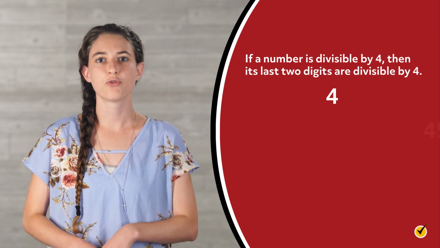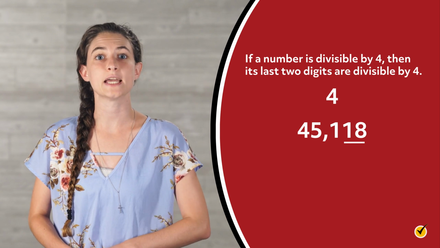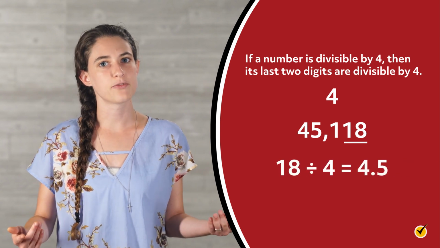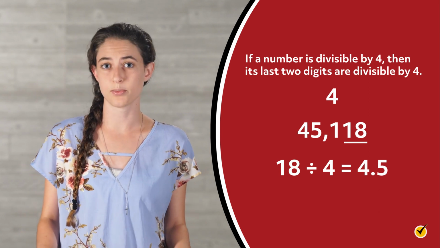Now let's look at the number 45,118. The last two digits of this integer are 18. Since 18 divided by 4 equals 4.5, 45,118 is not divisible by 4.